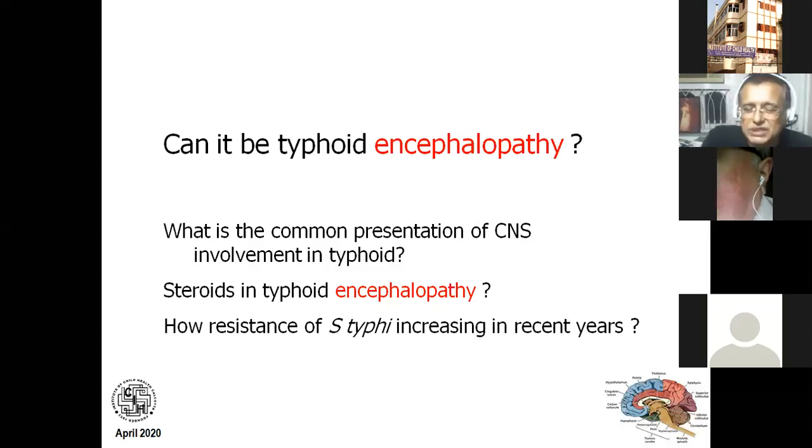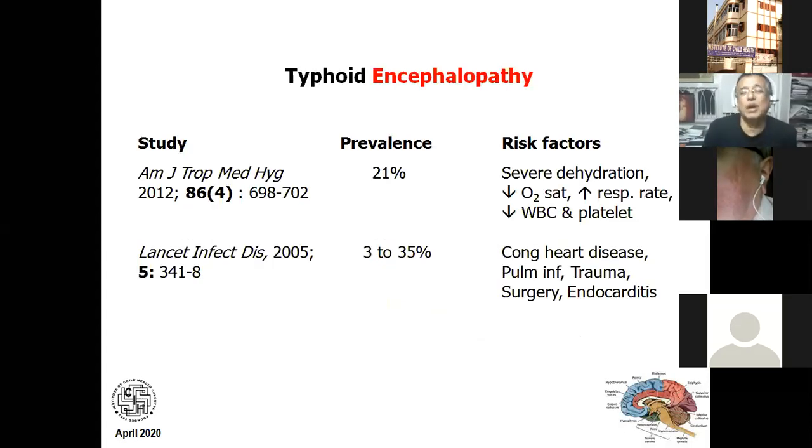And I was searching the literature to find what might be the percentage. 2 studies I came across, both from Bangladesh, very old studies, one in 2012, another in 2005. And they have shown that 21% in one study and 3 to 35% in another study of typhoid develops encephalopathy. We have treated innumerable cases of typhoid, and we don't get that amount of encephalopathy. It is much, much less.